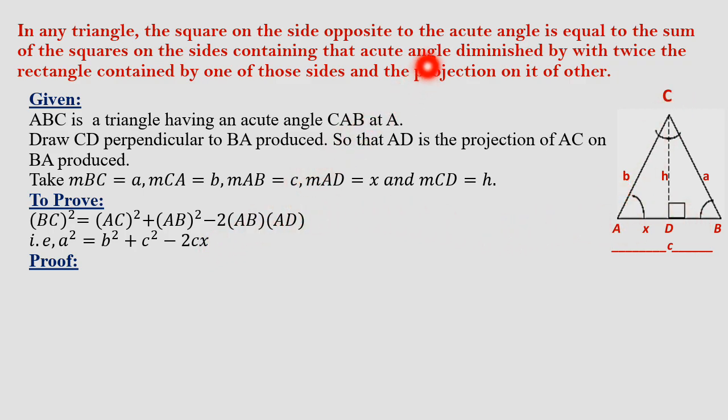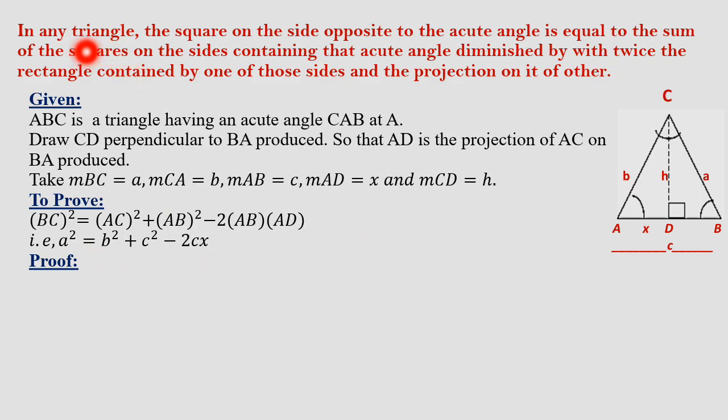And the next one is diminished by twice the. For this we have used the negative sign. Diminished by means less than twice the rectangle contained by one of its sides, which is AB, and the projection on it of the other. So the other side is AC and its projection will be AD. Substitute all the values here.